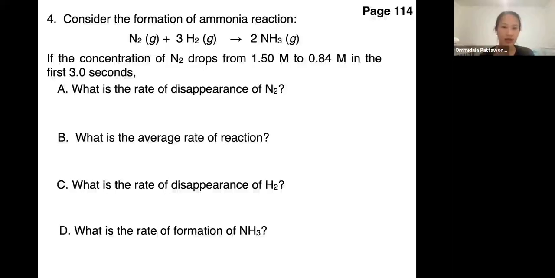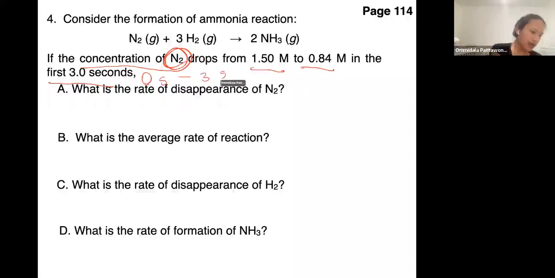So in this case, we are given the reaction. It's giving you the concentration of nitrogen, and that it has dropped from this concentration to that. It says in the first 30 seconds. What does in the first 30 seconds refer to? It refers to that you are starting at 0 seconds, and then you stop at 30 seconds. So that's what it means. The first 30 seconds, you start at 0.